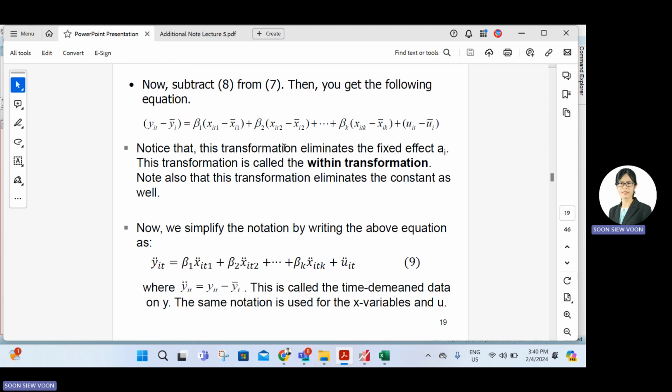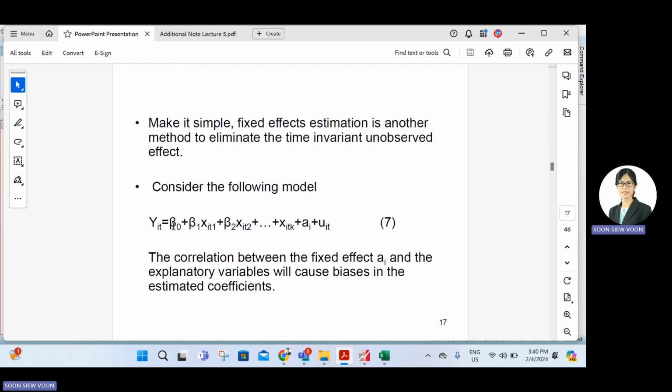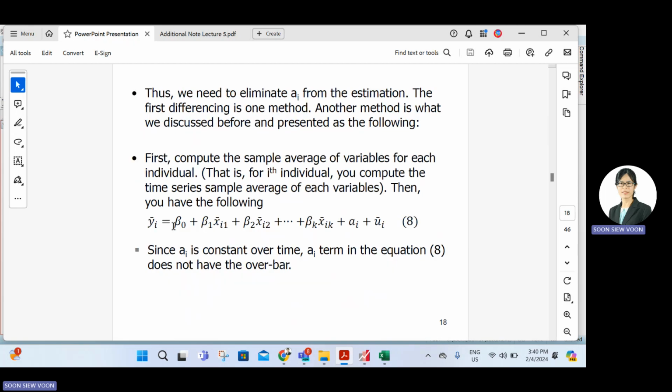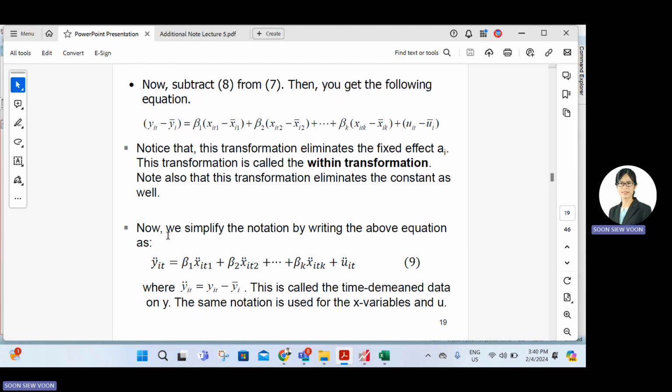With this transformation, we eliminate the constant as well. The constant disappears in this equation. It is still here in equation number 8 and in equation number 7, but because of this within transformation, the constant disappears. So now we simplify the notation. You can rewrite the above equation as follows, as equation number 9.